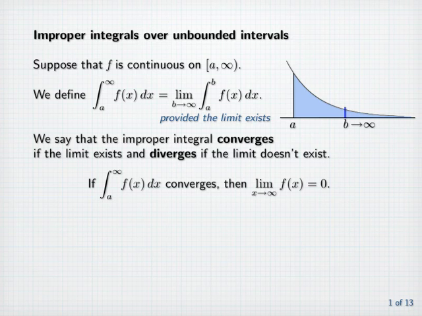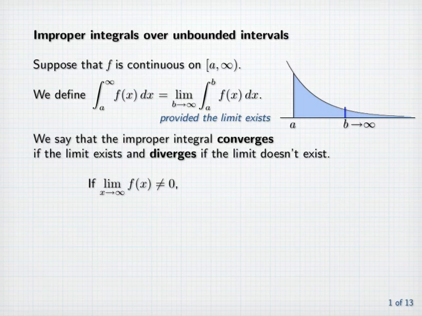A useful equivalent statement is that if the limit as x goes to infinity of f of x is not 0, then the integral from a to infinity of f of x dx diverges. Think of this in the context of a positive function as indicated in the picture here. If the region between the graph and the x-axis does not become thinner and thinner as x goes to infinity, then there is no way that the area could be finite.